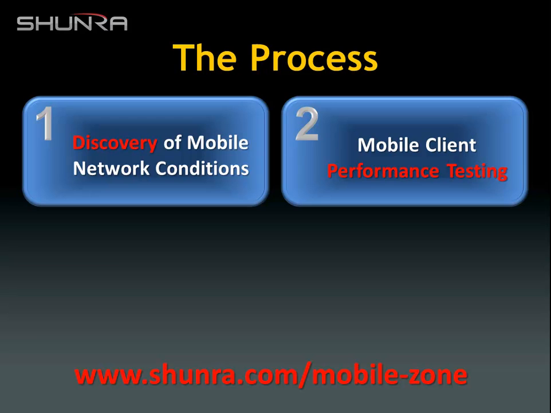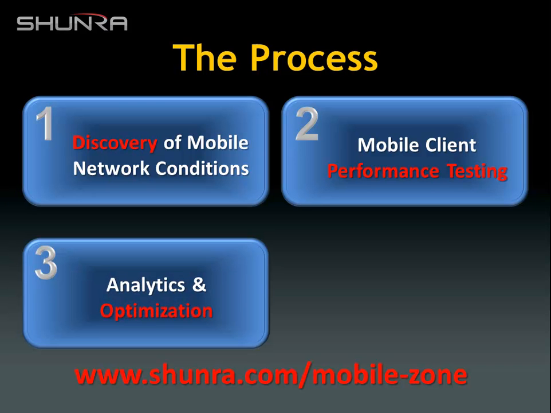Then use Shunra to recreate these conditions in your test environments, including supporting on-device testing or mobile emulators, and produce detailed actual performance data. Thereafter, analyze communication between mobile apps and servers, prioritize the slowest steps, and generate automated optimization recommendations to improve the mobile performance.